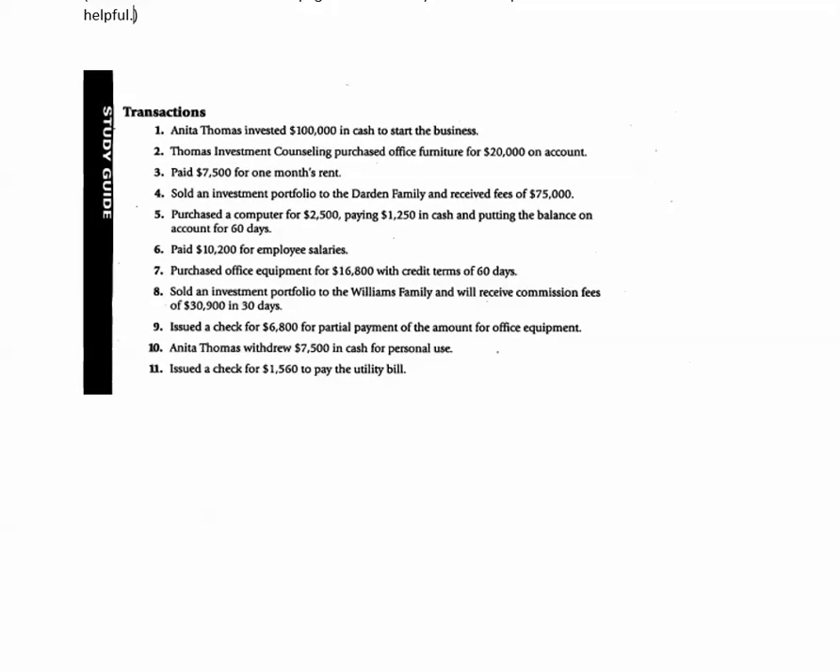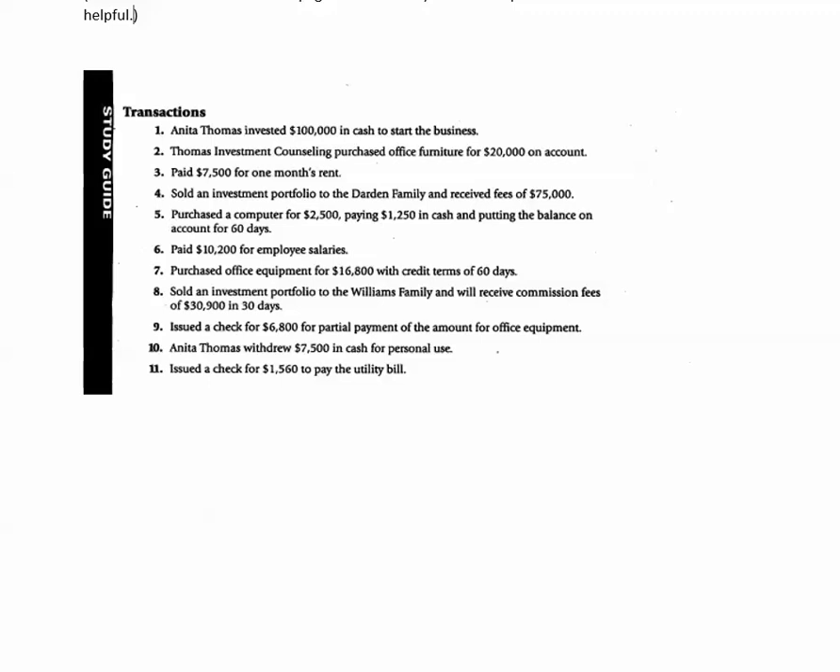All right, the first transaction is Anita Thomas invested $100,000 in cash to start the business. Remember, every transaction has at least 2 entries, always 2 entries. I don't think we've gotten yet to the part where we have a compound entry, but it looks like we're going to have one in this problem. Either way, the entries on the left side of the accounts will equal the entries on the right side. In the future, after this chapter, we'll start calling them debits and credits.